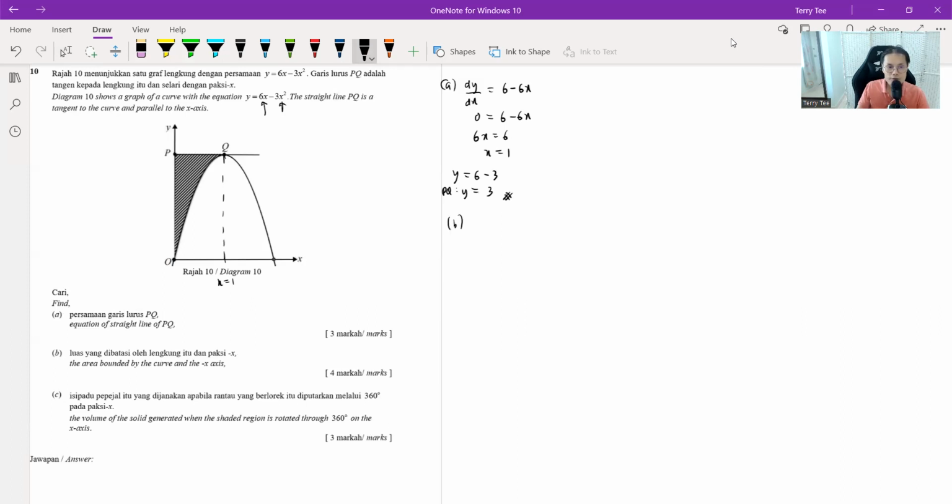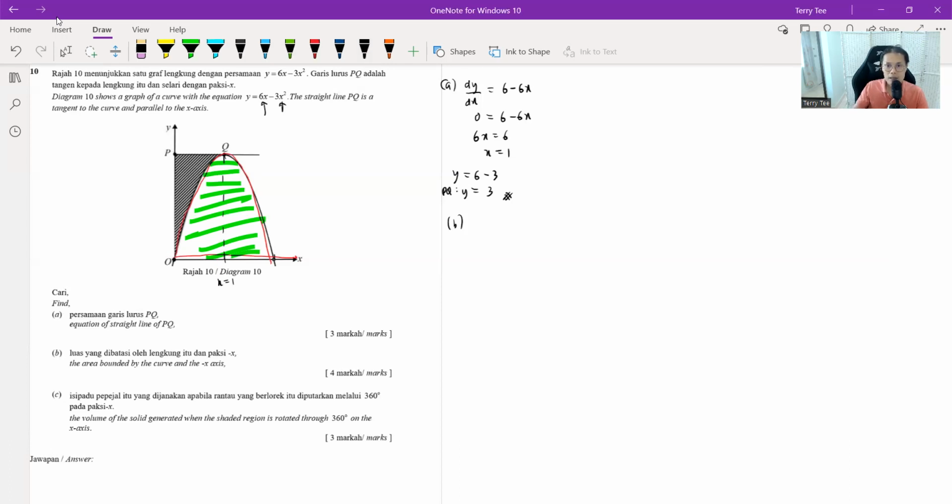Next, how do you find the area bounded by the curve and the x-axis? This is your curve. This is your x-axis. So the area bounded will be here. So I need to find this area. Well, we can use integration for area. So we integrate from 0 to this point. For this, you need to find the x-intercept.